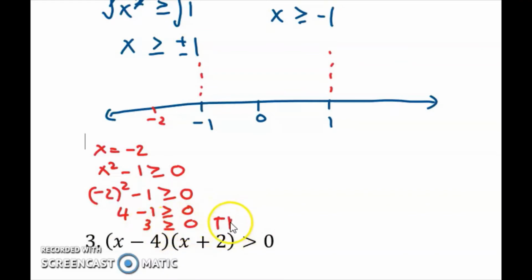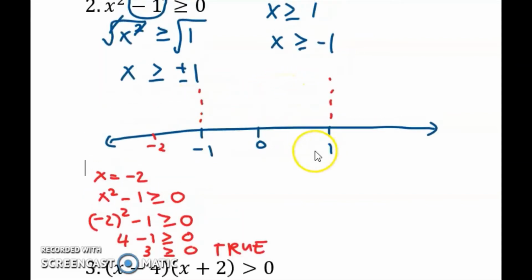Yes, this is true. So, ibig sabihin yung mga values dito, part siya ng graph. Okay? How about when we have 0? When we have 0, itetest naman natin yung mga nandito, ha?